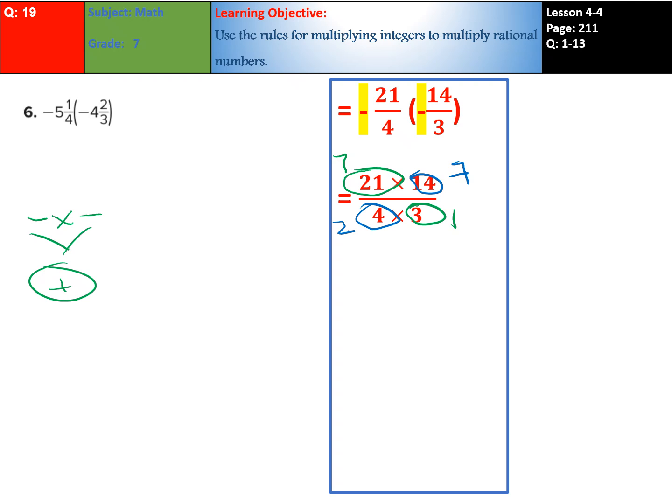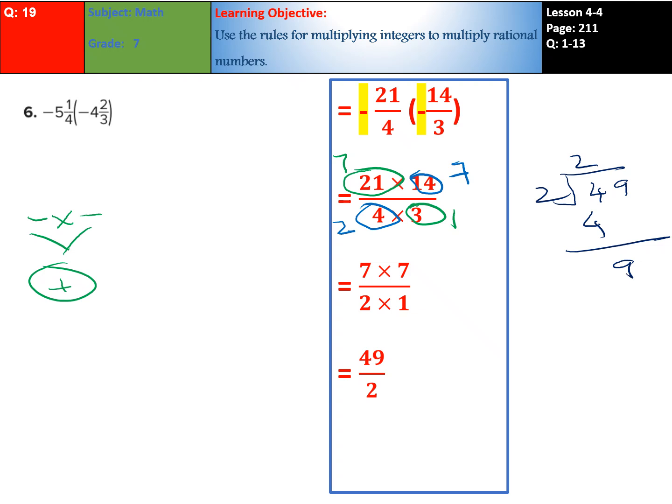If you don't know this cancellation method, no problem, multiply 21 with 14 and 4 with 3 and then simplify them. Either way you are going to get the same answer. Now I have 7 times 7 and 2 times 1. 7 times 7 will give me 49 and 2 times 1 will give me 2. Now what is my next thing? I will keep 49 inside and divide with 2. 2 2s are 4. I will bring 9 down. 2 4s are 8 and I will be left over with 1. So as a mixed number, I can write it as 24 1/2.